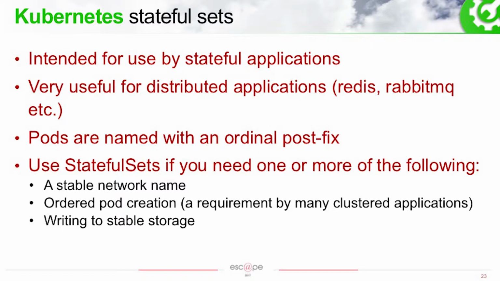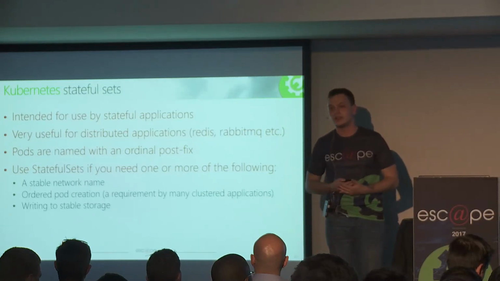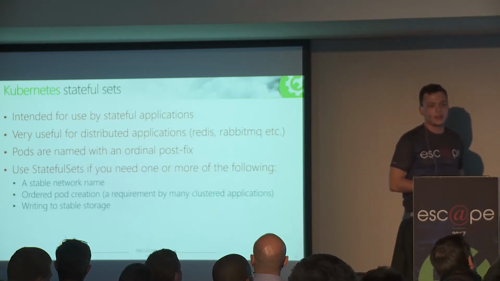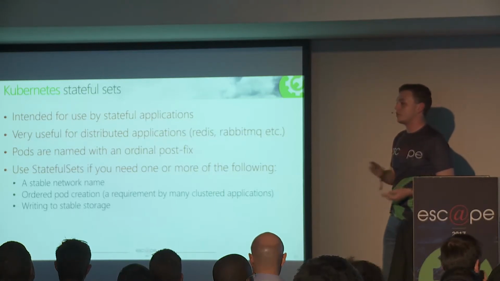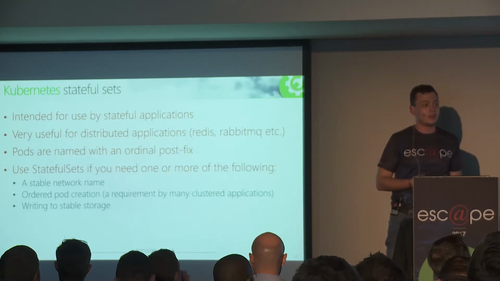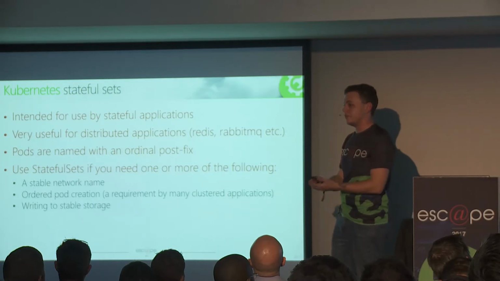And this is very important if I want to maintain a stable network identity. A typical example of this is with RabbitMQ, where in a cluster of RabbitMQ applications, the identity of a node in that cluster is dependent on the network identity. And for various types of clustered applications, this becomes very important because I also need ordered pod creation for some clusters. I absolutely have to write to stable storage. A typical example is a database. I want that durability.